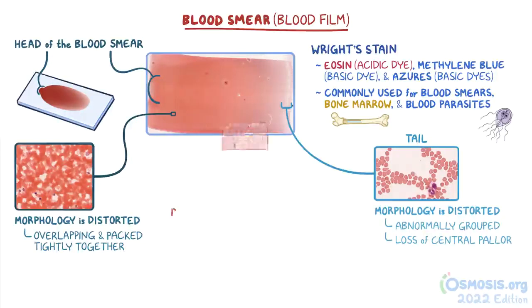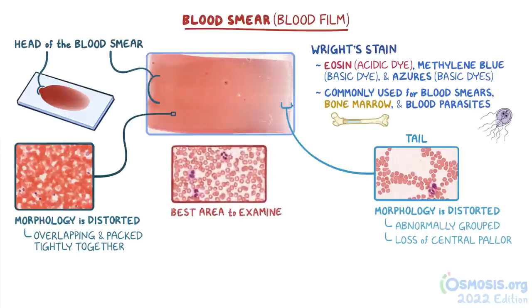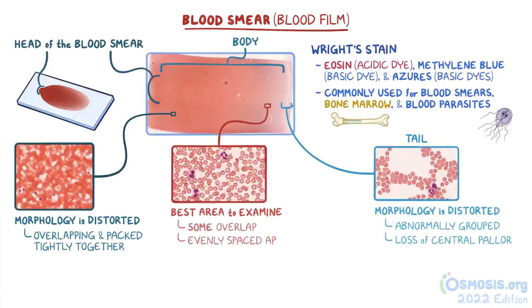As a result, the best area of the smear to examine is typically within the body of the smear, but further to the right near the tail. This zone will have some cells that overlap, but the majority of the cells will be evenly spaced apart, allowing the cells to be easily counted and differentiated from one another.